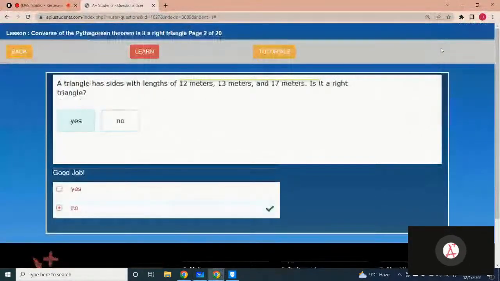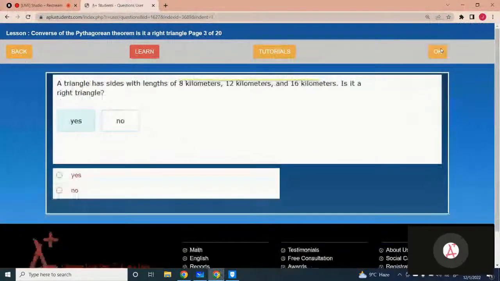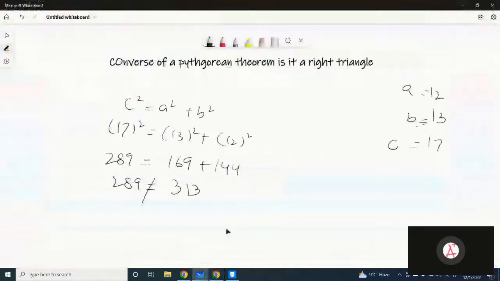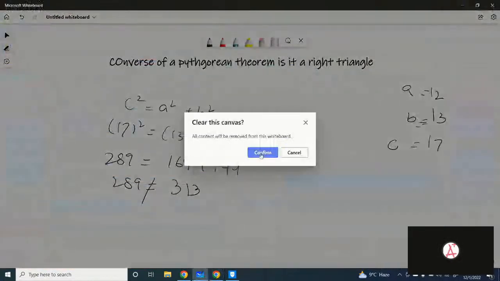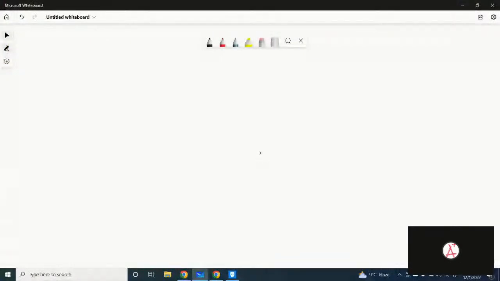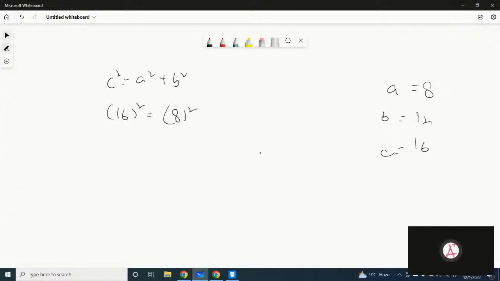Okay, the next one is a triangle with sides 8, 12, and 16 kilometers. Is it a right angle triangle? Okay, 8, 12, and 16. That would be C, B, and A. So C square equals A square plus B square. C is 16 square equals A is 8 square plus 12 square.